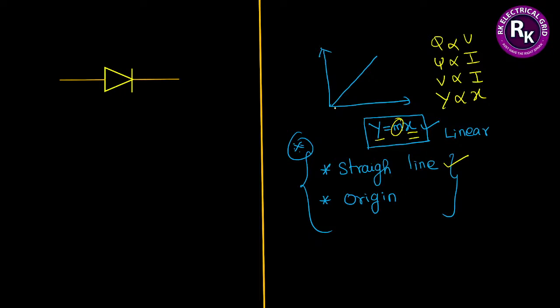If a graph is given, you have to check two things: whether it is a straight line or not. Second thing, whether it passes through the origin or not. These two things are very, very important. If it is not, then you cannot say. There are certain cases, and one more thing I forgot to tell you.